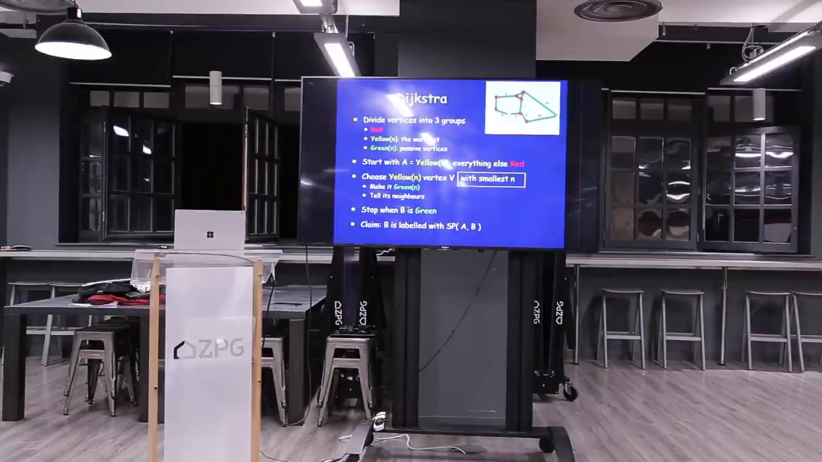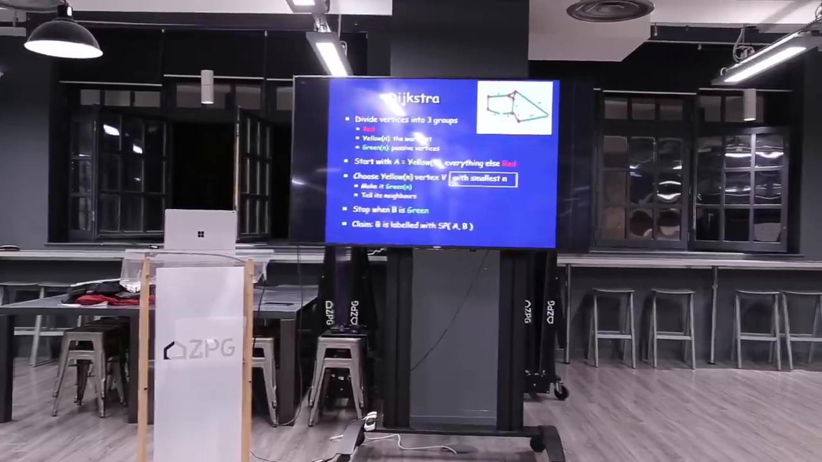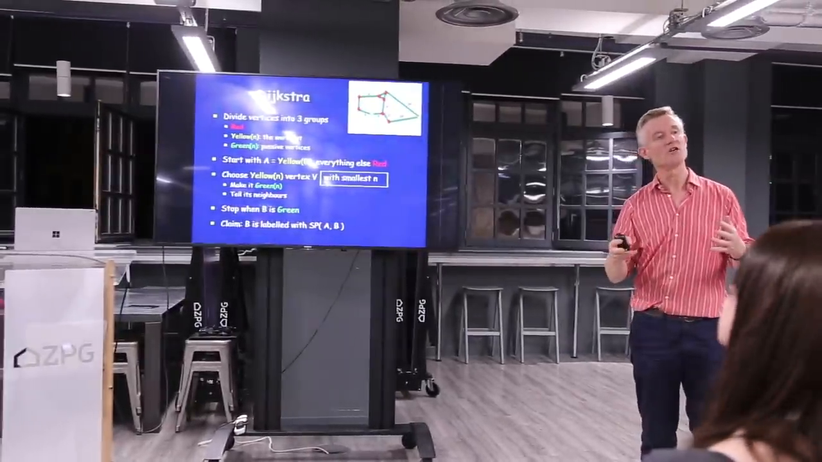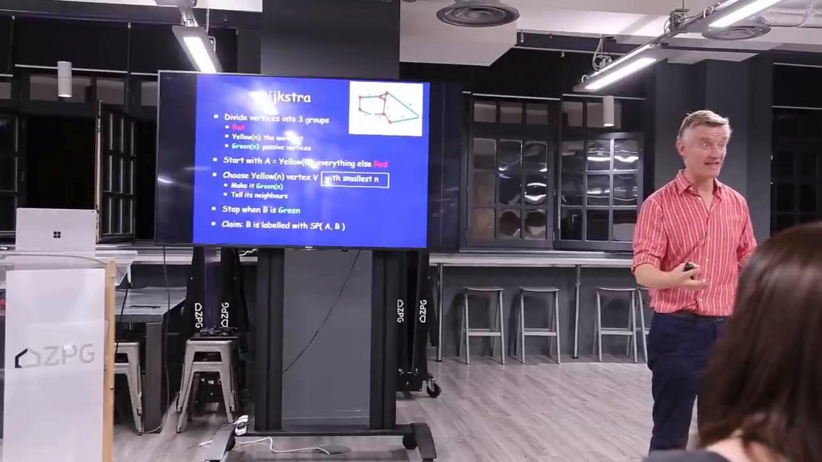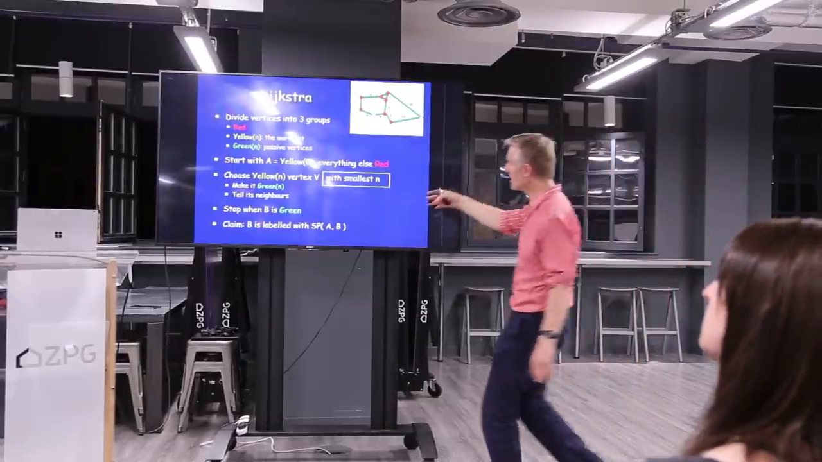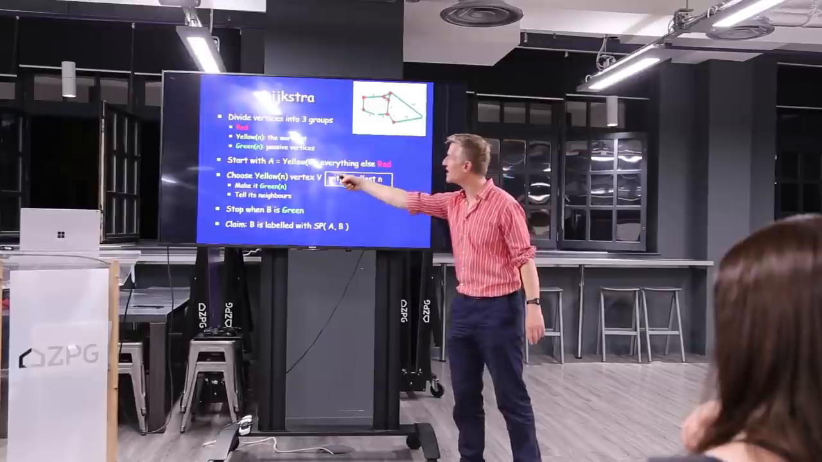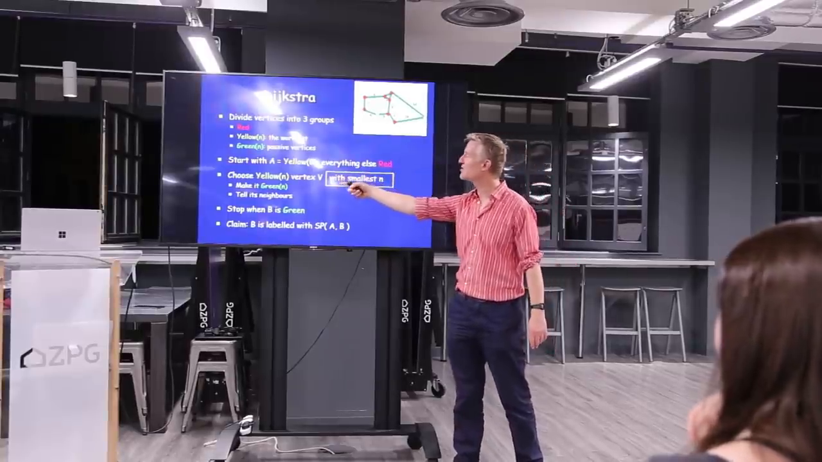Okay, so now I'm going to step back a bit and say, while I'm just in Dijkstra, I want to show you a slight generalization of Dijkstra that does what looks like something worse, but we can soup it up to do something better. So here, as a reminder, is Dijkstra's algorithm. And the bit I've circled here is: look for the vertex with the smallest n.